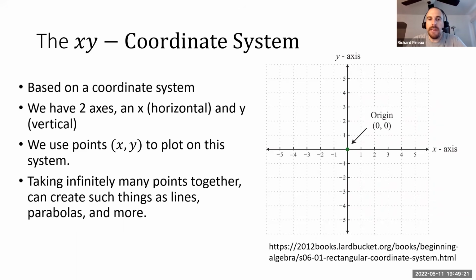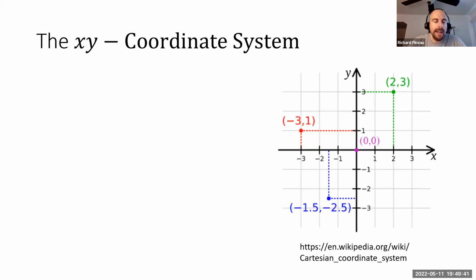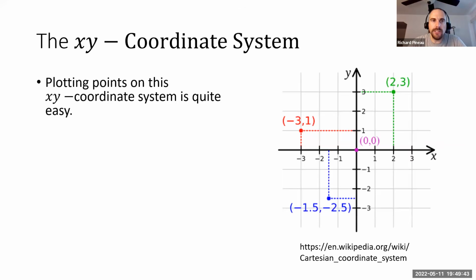Taking infinitely many points together, we're able to create things such as lines and parabolas and all sorts of cool looking graphs and pictures. The key here is infinitely many points together. When we graph as many of those, it starts to look like something, a line, a parabola, etc. Now, to understand the XY coordinate system, we have to remember how we plot points.